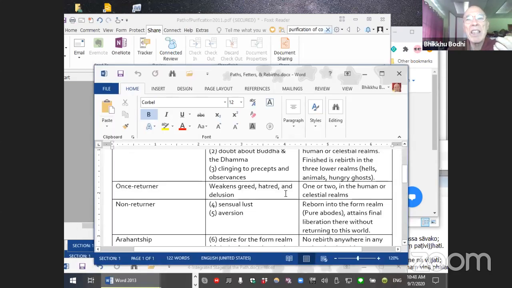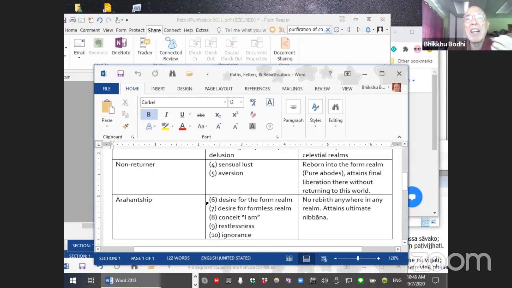And then we see in the table what the arhat has eradicated are the 10 subtle fetters. So this is desire for existence in the form realm, desire for existence in the formless realm, the subtle conceit, I am, which remains even in the non-returner. And this is somewhat different from the conceit of thinking I'm better than others, but it's not so much that arrogant conceit, but it's just a subtle notion that there is some real I am here.